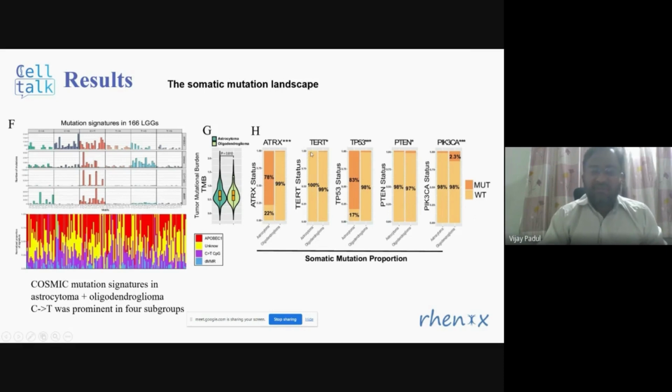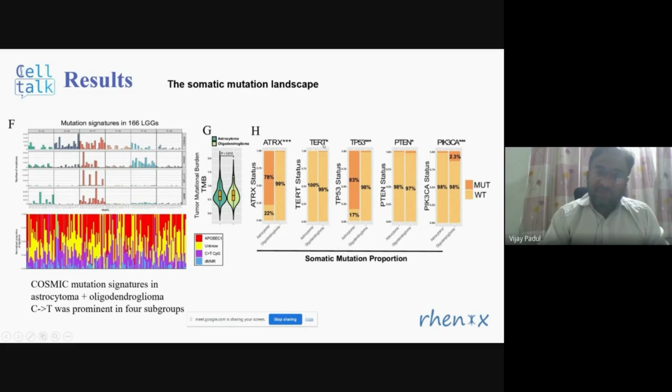Then the somatic mutation proportion of the well-known genes that are mutated in the glioma. As you can see, there are differences with respect to ATRX, TERT, TP53, PTEN, and PIK3CA. Histological astrocytoma has a higher percentage of ATRX mutation as compared to the histological oligodendroglioma. So 78% to only 1%.